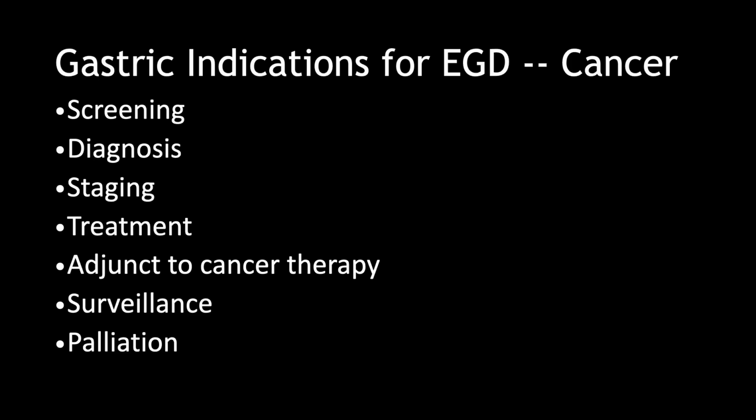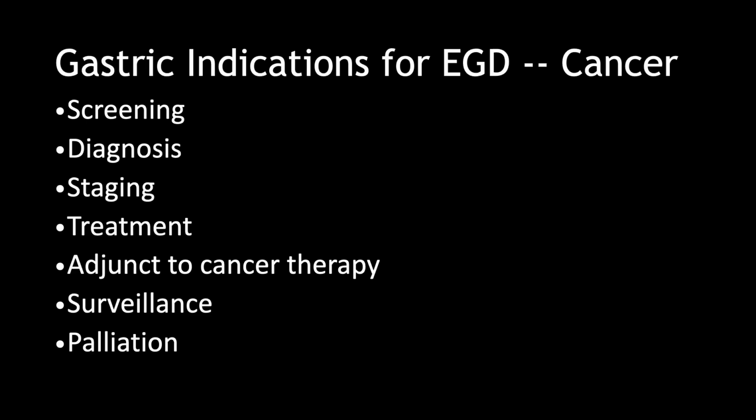Once a patient has cancer, staging is another indication for an EGD procedure. So specifically, this would require use of an echo endoscope or an EGD scope that has ultrasound capability built into it, and we're able to evaluate the depth of the tumor involvement within the wall of the stomach and also to evaluate regional lymph nodes.